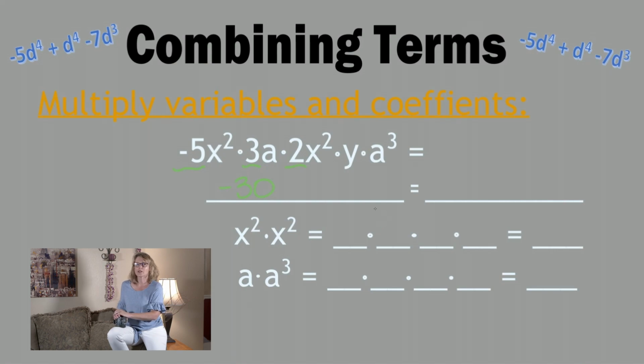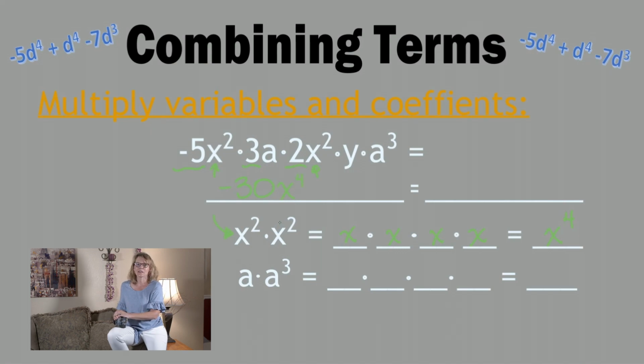Those two x squareds are going to get combined. In adding, we would leave the x squared as it is, but in multiplying, they don't stay as x squared. Let me show you what's going on here. X squared is x times x, and I'm multiplying it by another x squared, so times another x times x. X squared times x squared is x times x times x times x. So there are 4 x's multiplied together, and that equals x to the 4th. I'll put that right next to our -30 here.